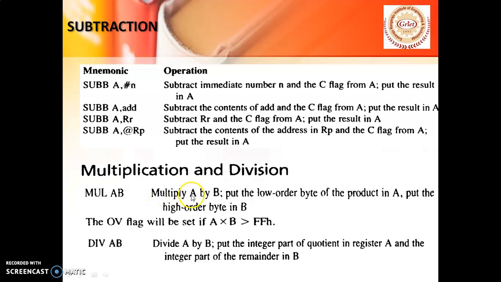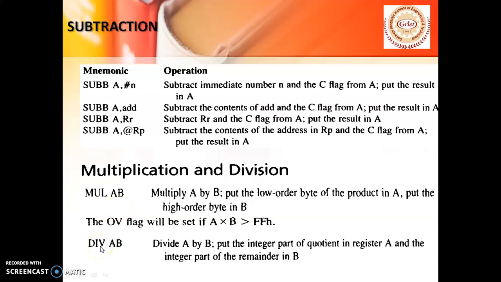If you see the description or the operation here, what is it talking about? Mul AB: multiply A by B, multiplying the content in A and the content in B. Put the lower order byte of the product in A, and the higher order byte in the B register. That describes the operation of this instruction. The overflow flag will be set if A times B is greater than FFH. As already discussed, if the result is greater than an 8-bit number, then the overflow flag will be set to 1, and in multiplication the carry is always equal to 0.